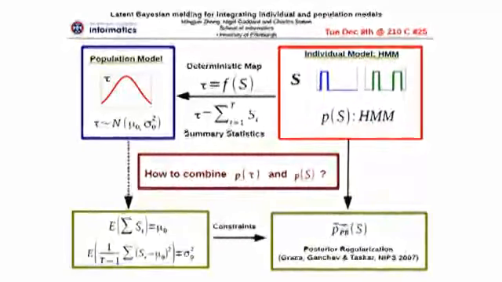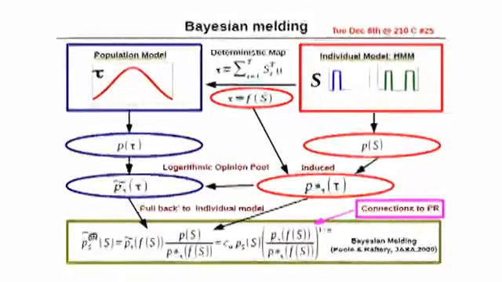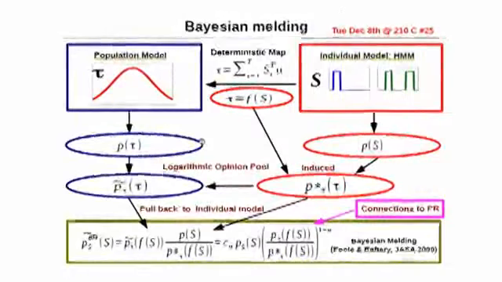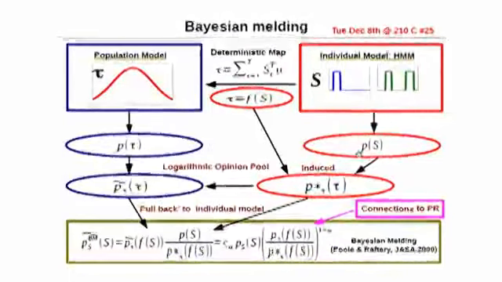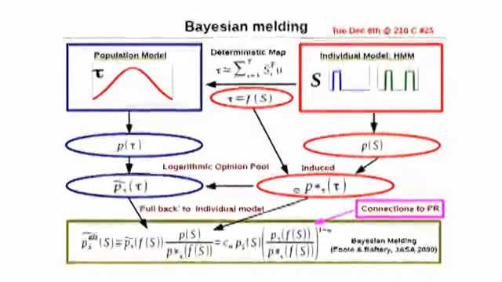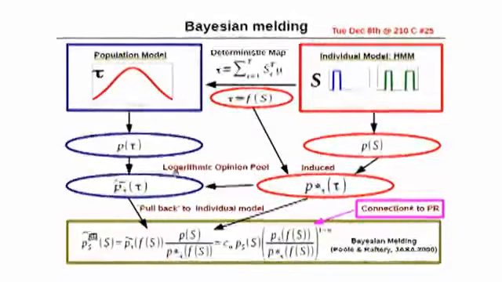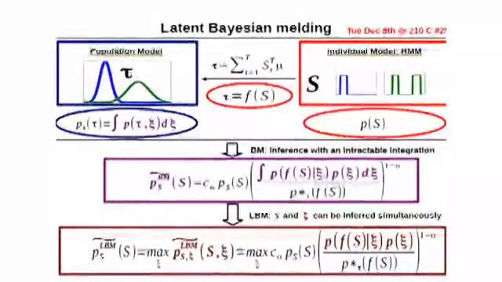So we could employ posterior regularization. And also, we could use another method called Bayes melding. The idea is that, on the one hand, we have the distribution p(tau). On the other hand, we have the distribution p(S) and the function f. This will induce a new distribution for tau, which is p(tau) star. Then we combine these two different distributions for tau into one and pull back to the individual model in the space S.